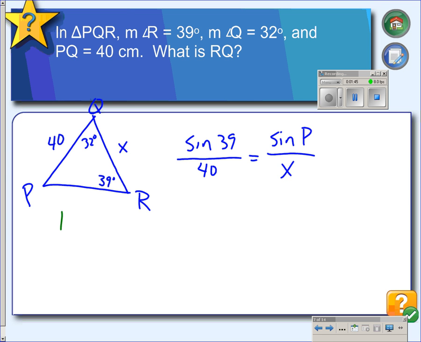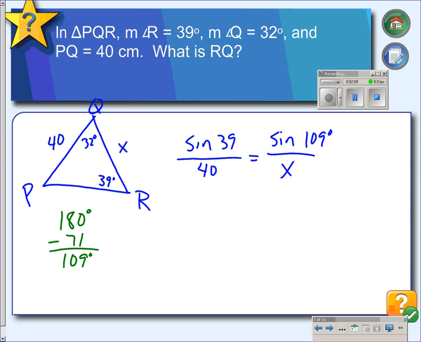Since we know there are 180 degrees in a triangle, we can subtract the two angles we know to find the missing angle. So 32 plus 39 is 71. 180 degrees minus the 71 leaves us with 109 degrees. So angle P is 109 degrees.